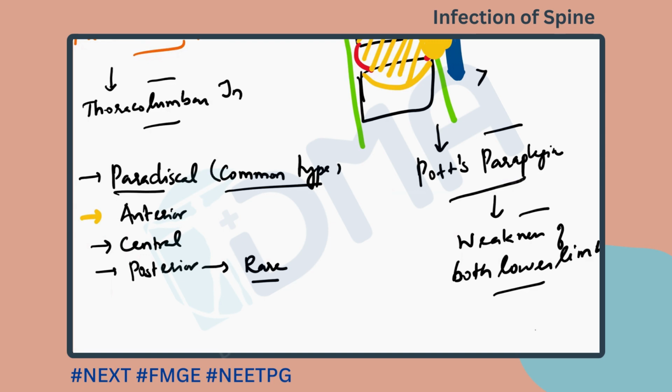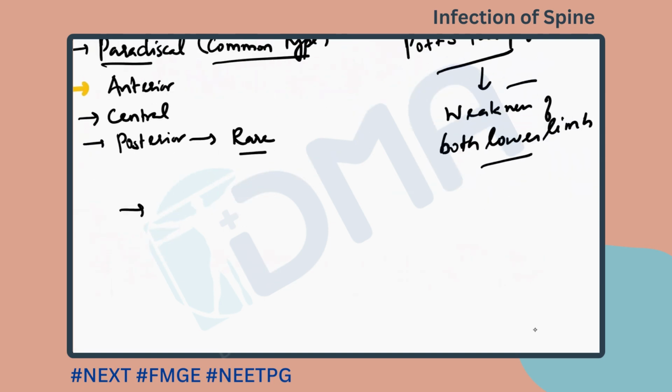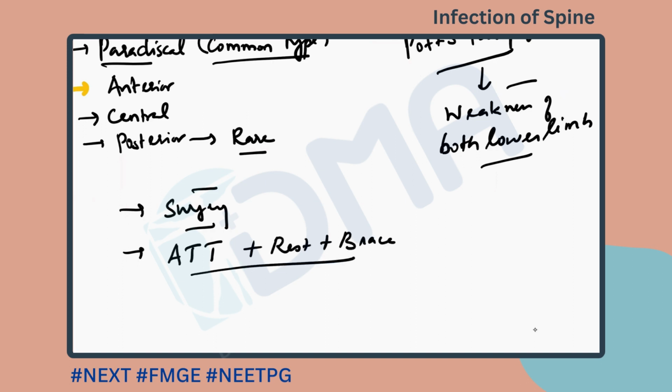Okay. So whenever Pott's paraplegia occurs, it requires surgery to correct it. Whenever you diagnose Pott's spine, TB spine, you can treat the patient with ATT. ATT is anti-tubercular drugs. You can use ATT to treat the TB, and you can give rest for the patient by applying braces. This is called middle path regimen.